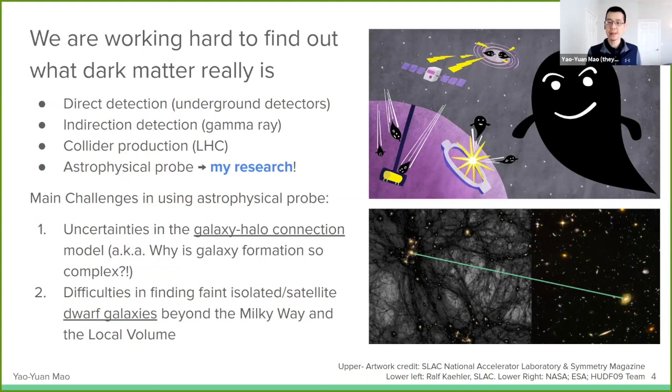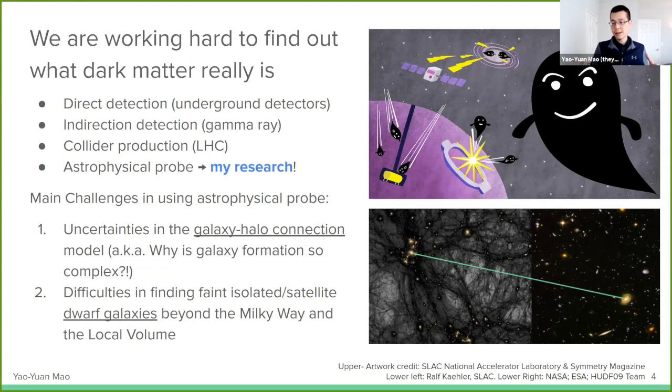And so the question here is, can we take one step further to not only provide evidence, but actually put constraints on the particle nature or non-particle nature of dark matter through observation of galaxies and other astronomical probes? My particular research lies in using galaxies. There are many other astrophysical probes that we can use to study dark matter. But for the use of galaxies, the main challenge lies in two particular things. One is the uncertainty in the galaxy-halo connection.